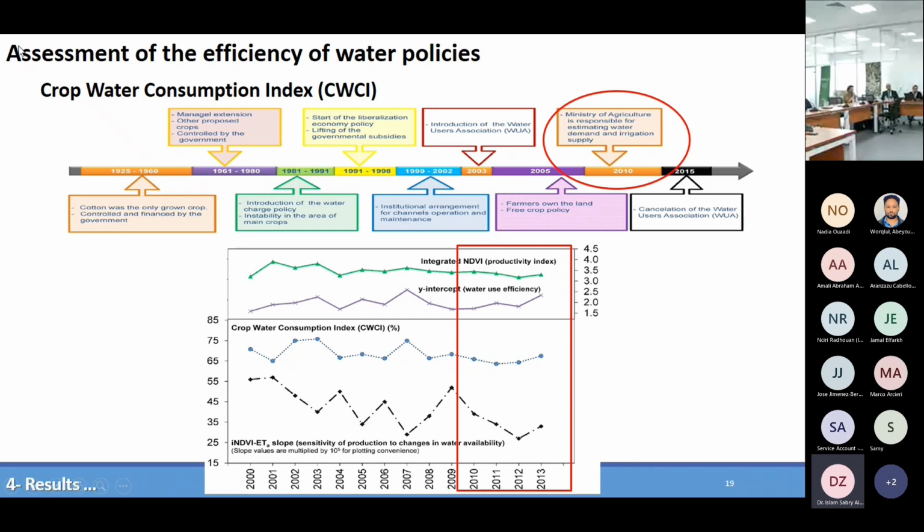And as you can see here, this is the water policy for the scheme, starting from the implementation in 1925 until 2015. And in 2010, there was a significant change by giving the responsibility to the Ministry of Agriculture to manage the water, and that's why there is some decrease in the efficiency, but starting from 2013, it started to increase.